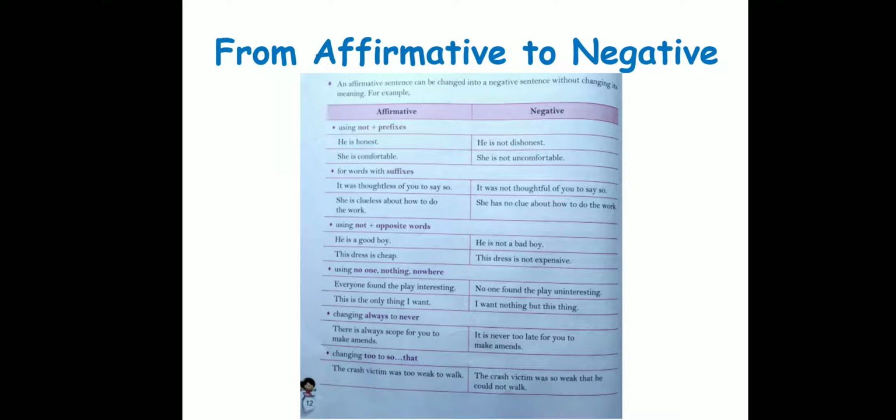Okay. Next one, she is comfortable. She is not uncomfortable. Uncomfortable, see, UN is the prefix to comfortable. This is clear to you, I guess. Then in some cases you have to add suffixes. Let's see what is that.